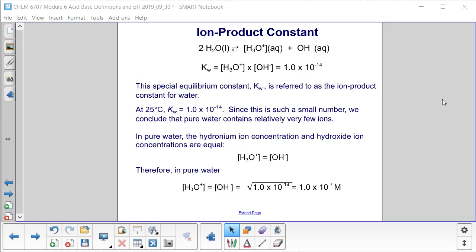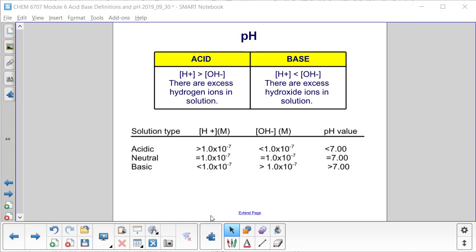In pure water, the hydronium ion concentration and the hydroxide ion concentration are equal, which means that they have to equal 1 times 10 to the minus 7 molar. All right, so how do we translate that concentration into pH? Pure water has equal hydrogen and hydroxide ion concentrations of 1 times 10 to the minus 7, which results in a pH value of 7.